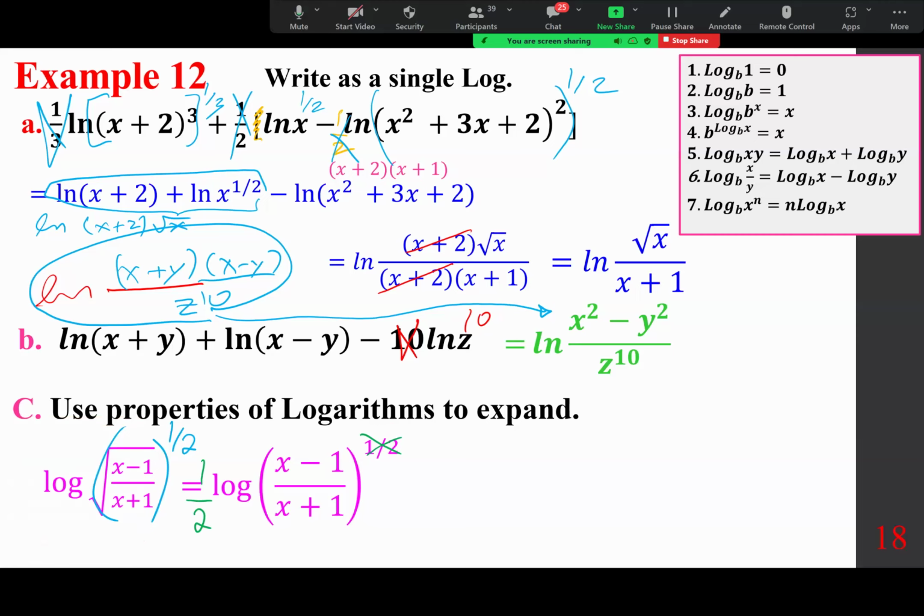Now log of x minus 1 over x plus 1, you can use number 6. So 1/2 log of x minus 1 minus log of x plus 1, number 6. So we have covered a lot of properties here, everybody. Okay, you should be comfortable with that. Okay, there's really not much to it, but a little bit of practice, and it makes it nice and easy.